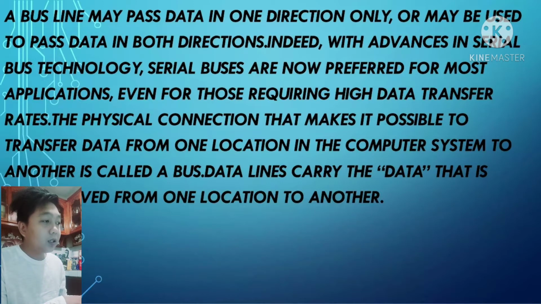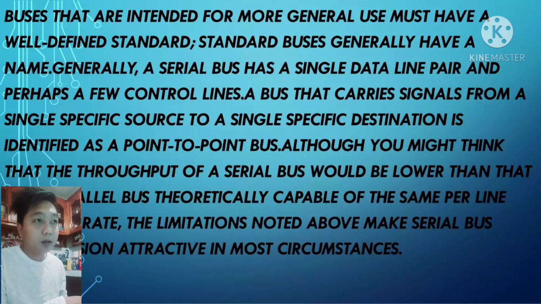Data lines carry the data that is being moved from one location to another. Buses that are intended for more general use must have a well-defined standard. Standard buses generally have a name. Generally, a serial bus has a single data line pair and perhaps a few control lines. A bus that carries signals from a single specific source to a single specific destination is identified as a point-to-point bus.